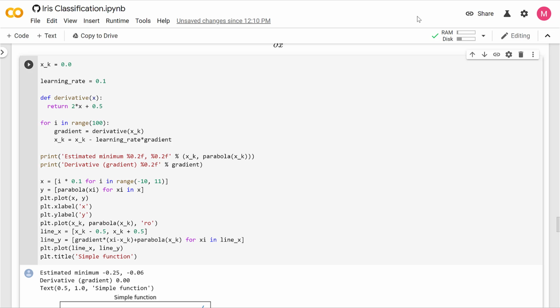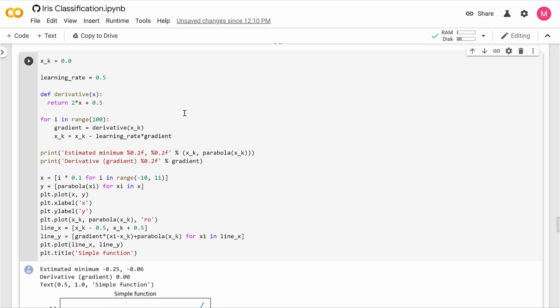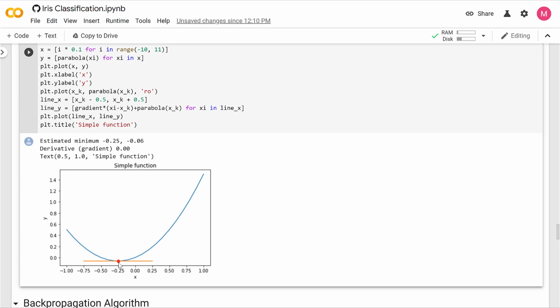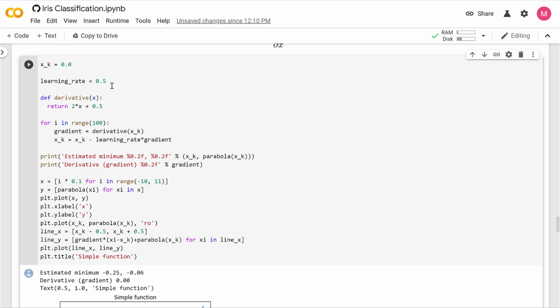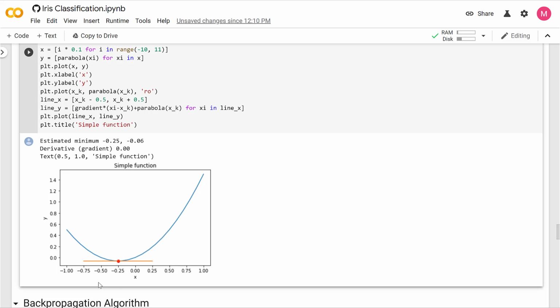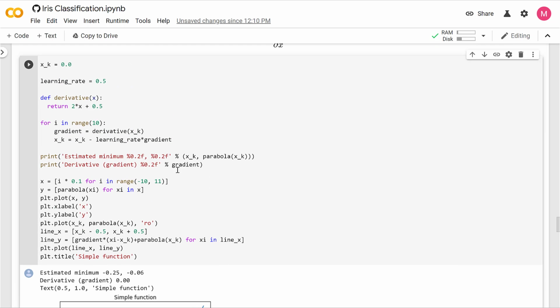Now let's adjust the learning rate and see how it affects gradient descent. So let me increase the learning rate to 0.5. And that definitely gets us to the minimum. So if an increased learning rate gets us to the minimum, then what I could do is I could try and reduce the number of epochs. And you see that gets us to the minimum with fewer iterations. So that means that a higher learning rate is better.